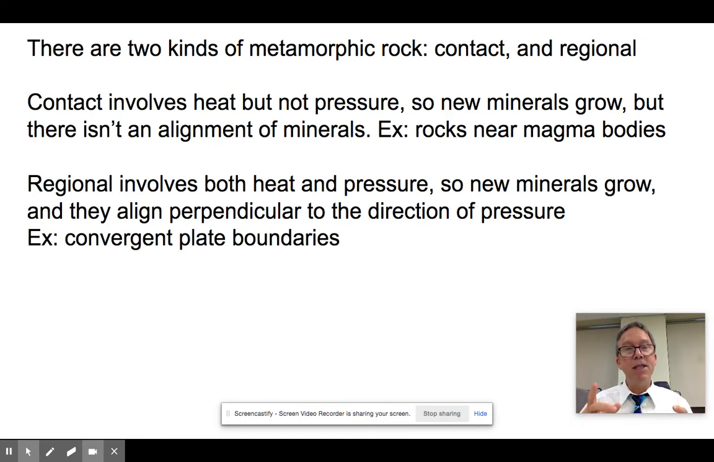Okay, but here's the thing: because there's just heat and no pressure, there's no alignment of the crystals. Right? So contact metamorphism doesn't involve that. But now regional metamorphic rocks, they call it regional because it happens over a large scale.